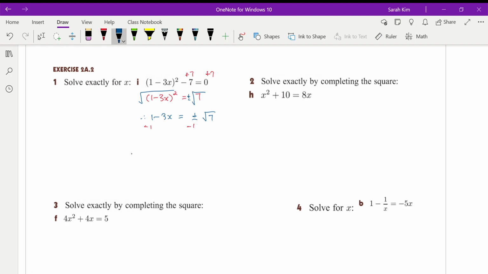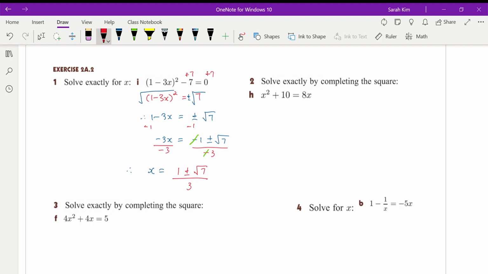And then I'm going to divide by minus 3. So therefore, my x is going to give me negative 1. So if I divide each term by negative 3, there you go, so I get 1 plus or minus the square root of 7, divided by 3 as my answer.